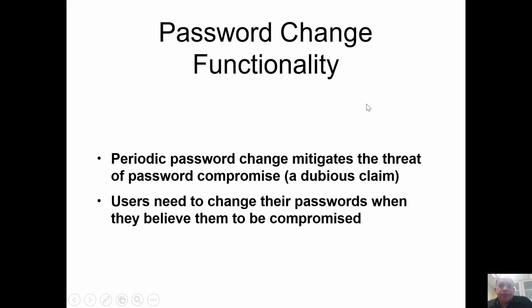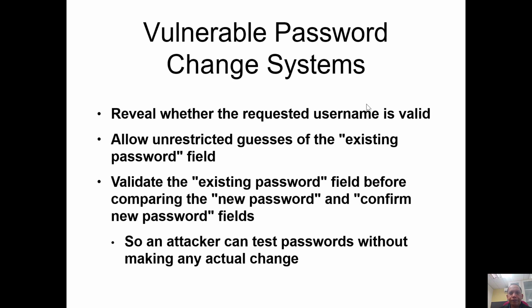Okay, we continue with function change functionality inside chapter 3. As I promised before, the changing of the password by administrator requirement, system requirement, and change on your own. This is one example of how we want to prevent illegal accessibility. A vulnerable password change system reveals whether the requested username is valid, allows unrestricted guesses of the existing password, validates the existing password before comparing the new password, and has a confirm your password field.